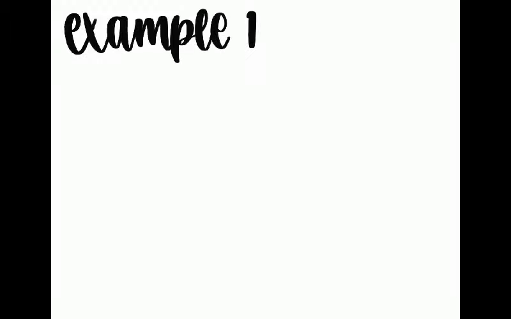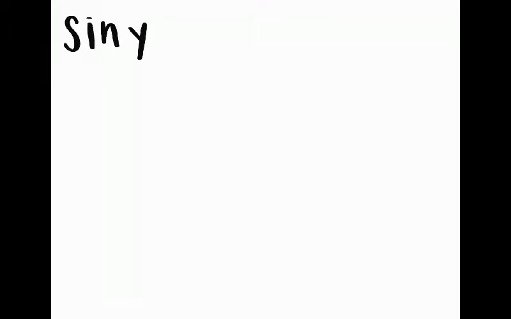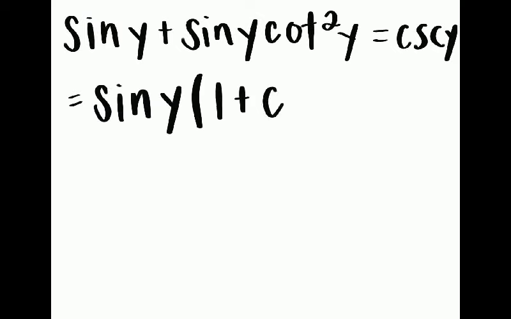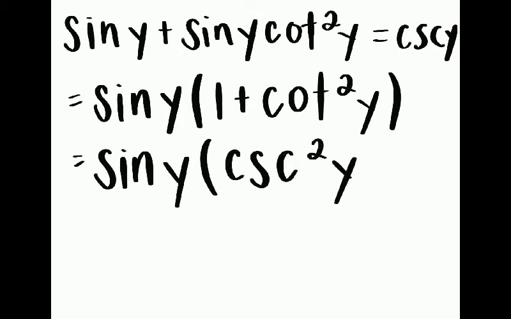So, for our first example, we have sine y plus sine y cotangent squared y equals cosecant y. To solve this, first we have to decide which side to simplify. For this example, we will be using the left side. We have to factor it out, so we will have sine y times 1 plus cotangent squared y. Since 1 plus cotangent squared is equal to cosecant squared according to the Pythagorean identities, we can now turn the solution into sine y times cosecant squared y.